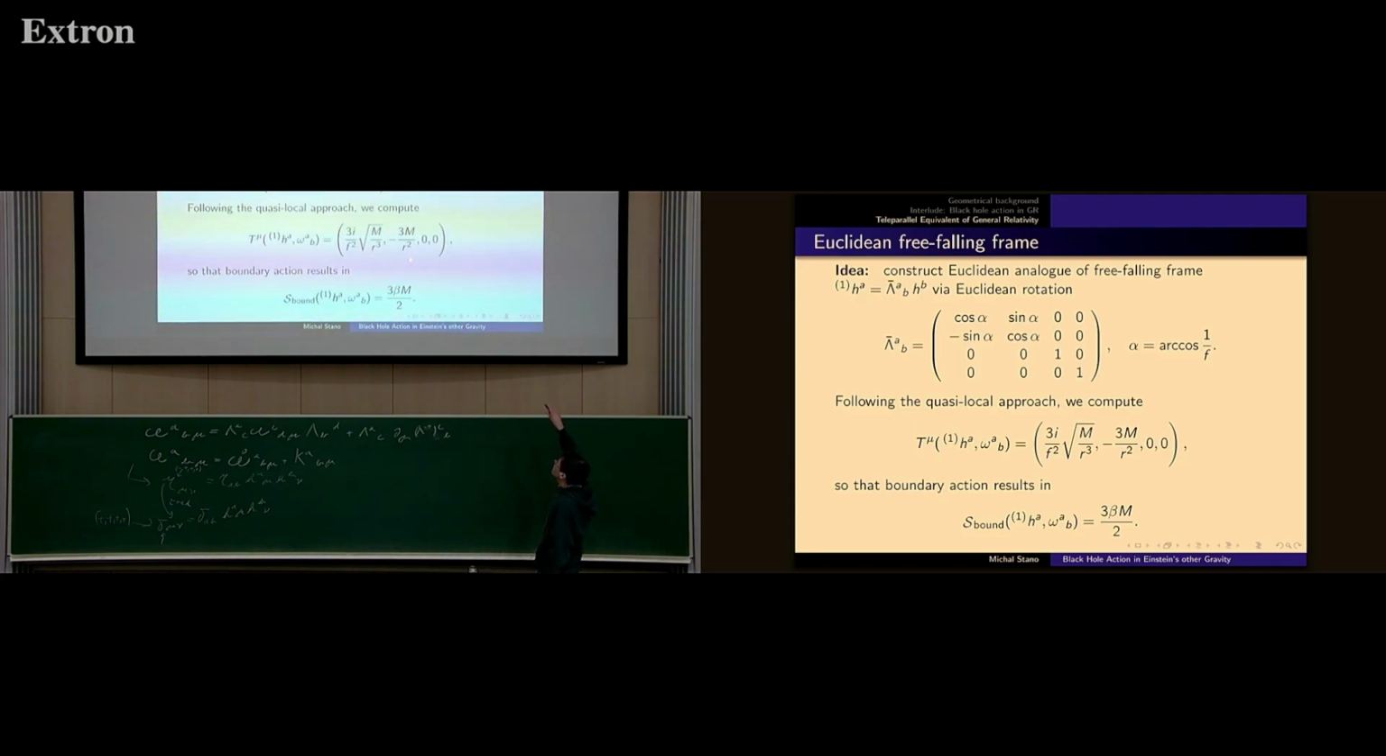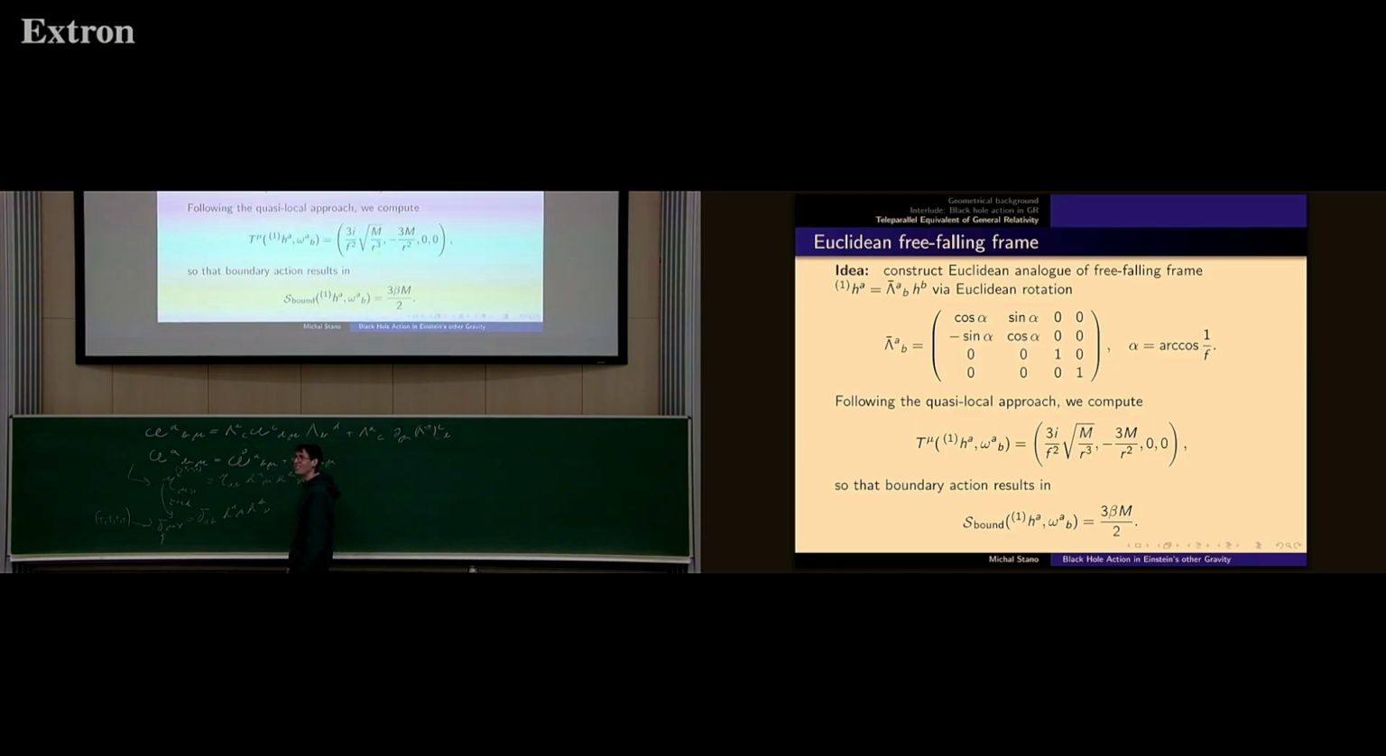Therefore, we inspect firstly the torsion vector, and what we find out is that the radial component is now thrice the value as in the case of the canonical frame, and therefore also the overall teleparallel action following the quasi-local approach turns out to be thrice the value obtained following the Gibbons-Hawking-York method.